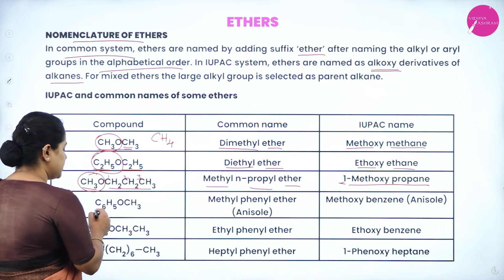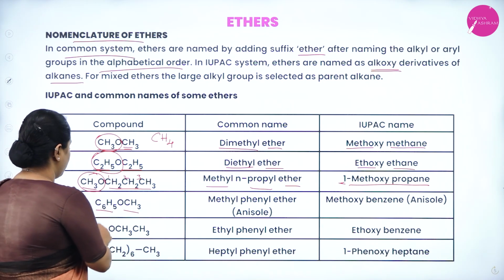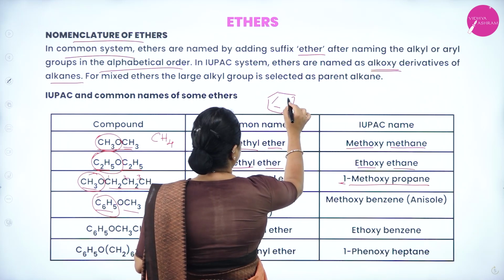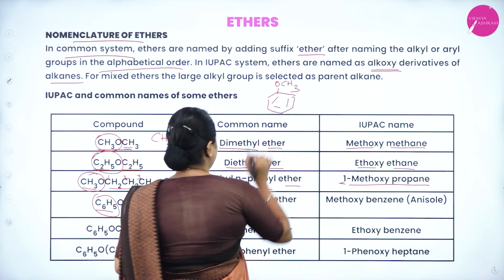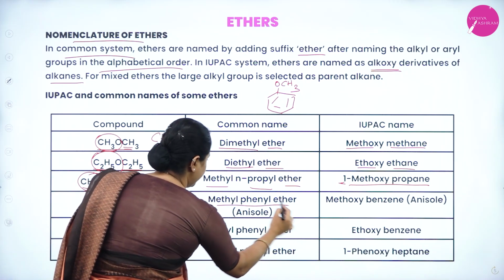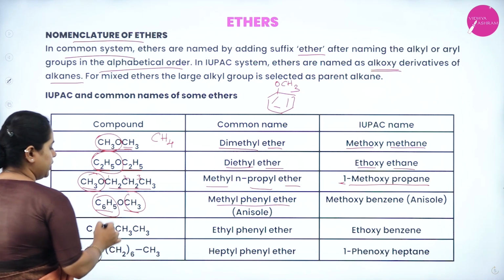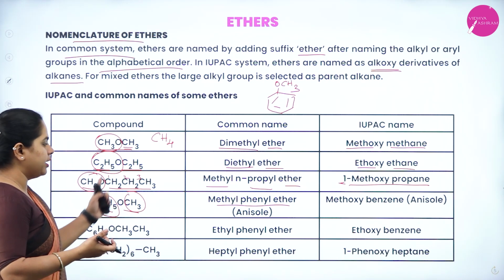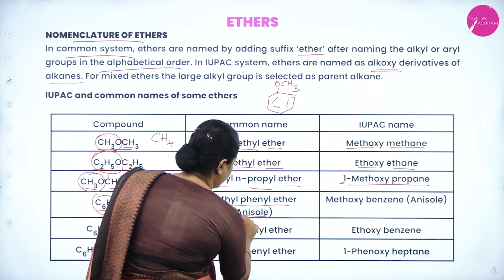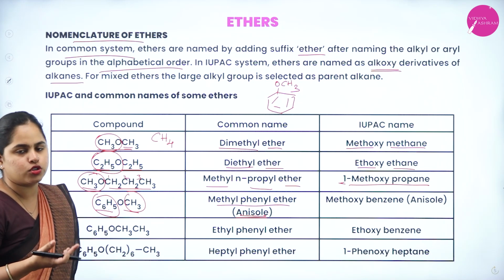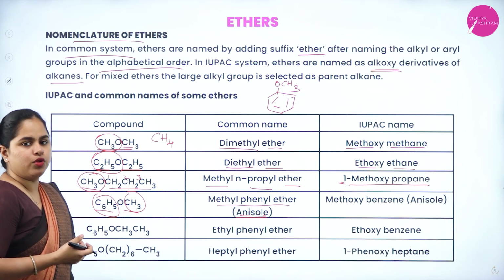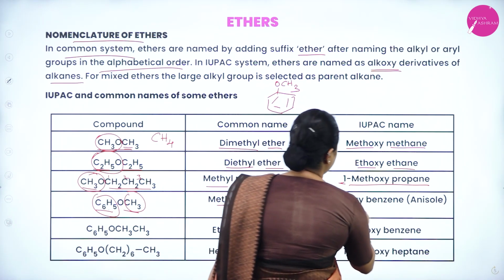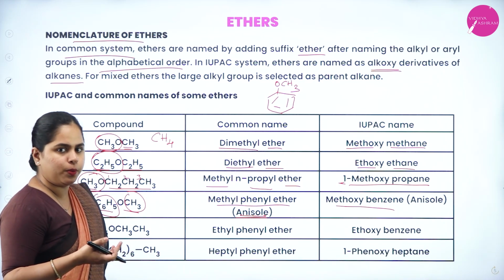Moving on to the next one, that is C6H5OCH3. Now what is this? You have an aryl group here. The structure is the benzene ring with OCH3. What is the common name of this? Methyl phenyl ether. This is your phenyl, this is your methyl group. According to alphabetical order, methyl will come first. So it is methyl phenyl ether, and you can also call it anisole. Anisole is most commonly used. Now the IUPAC name, how will you name it? Again, it will be methoxy and benzene. It will be methoxybenzene. Anisole can also be used as the IUPAC name.